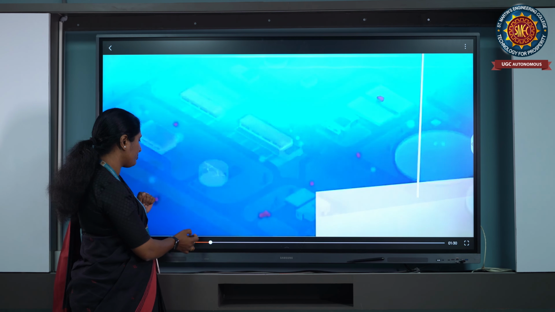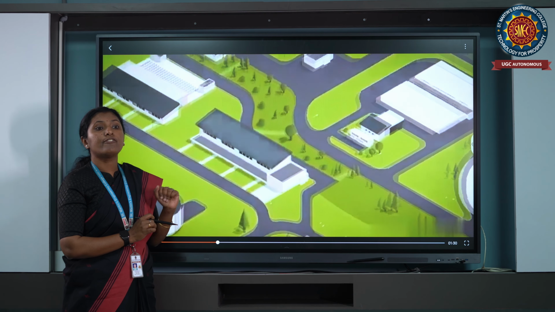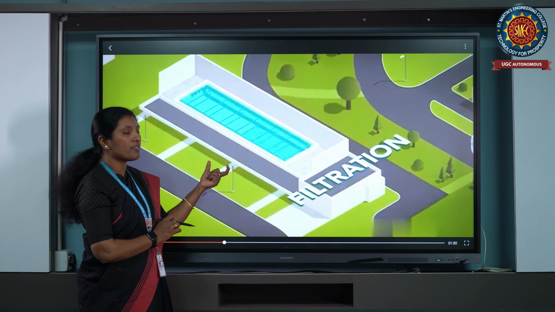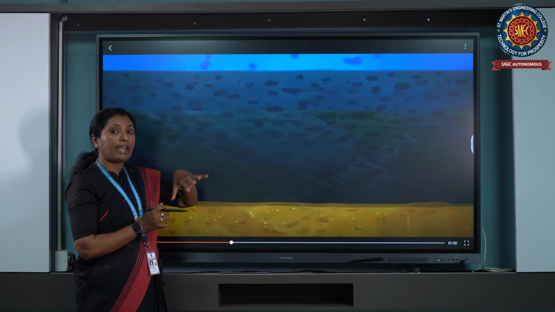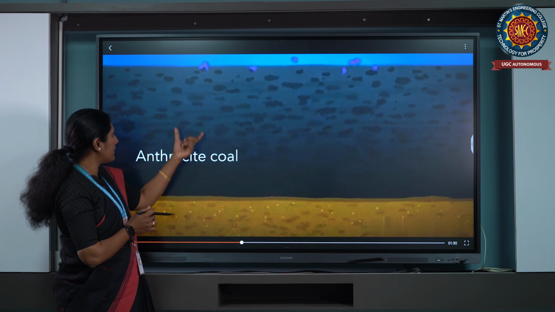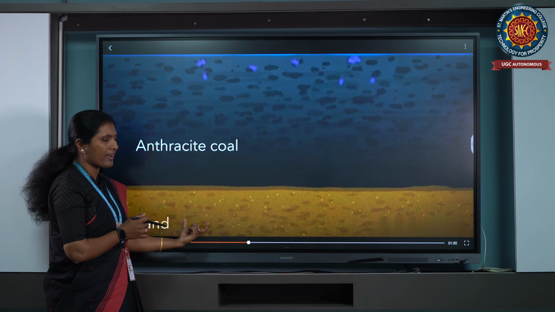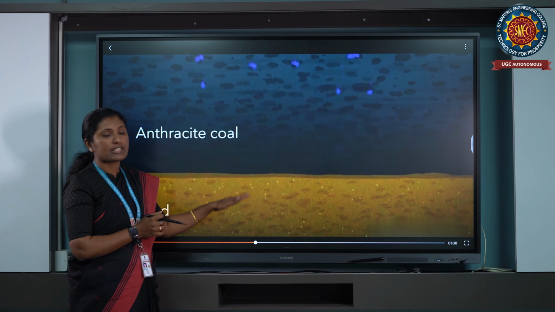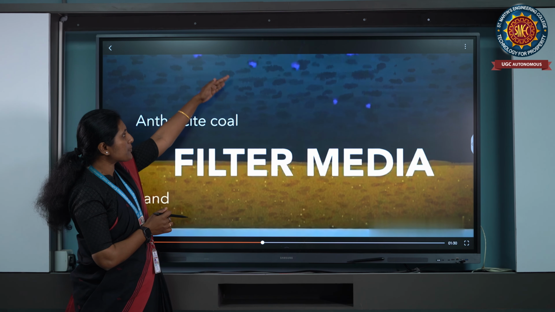What do we have to do? The next step is filtration. In the case of filtration, what can we do? We use some layers of sand. Here this is anthracite coal, and the next one is sand. So we are using different layers of filter media, and the water is passing through here.